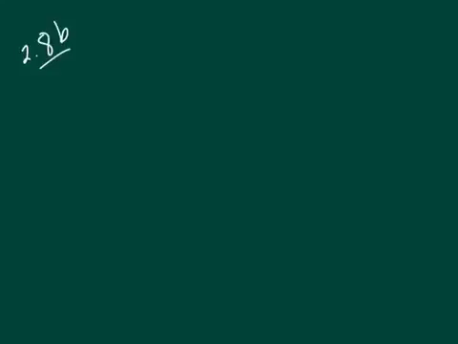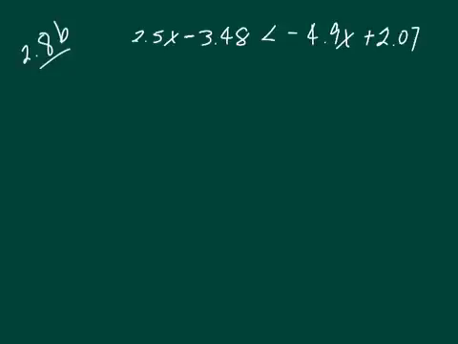Okay, let's do 2.8b as in boy on linear inequalities. The second video, we're on example 6, and we have 2.5x minus 3.48 is less than negative 4.9x plus 2.07. Alright, so we've got a couple different methods that we can do this.